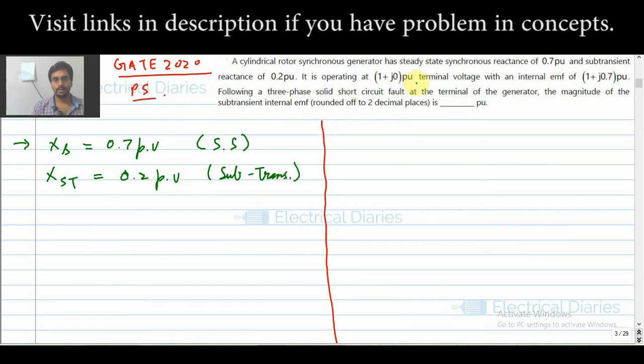It is operating at 1 per unit terminal voltage with an internal EMF of 1 plus j0.7 per unit.